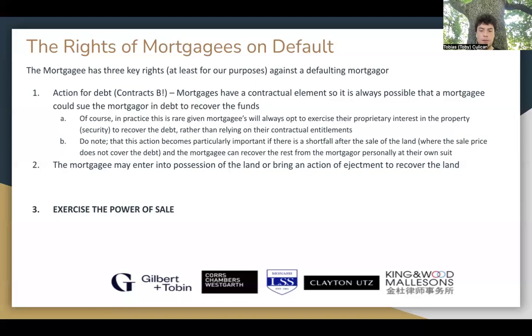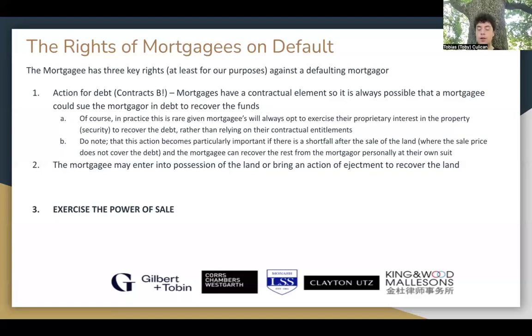There's a reason they've defaulted on their mortgage. It's because they're poor. Well, financially stressed. Do note that this action becomes particularly important if there's a shortfall after the sale of the land, where the sale price does not cover the debt owed to the mortgagee, and the mortgagee can recover the rest from the mortgagor personally at their own suit.